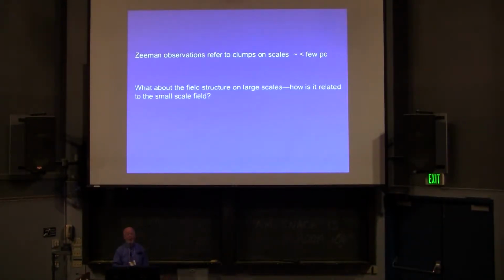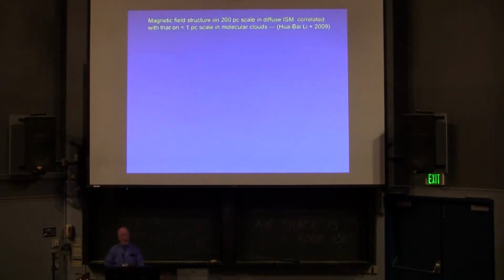So the Zeeman observations I've just described referred to clumps on a scale less than a few parsecs. What about the structure of the field on much larger scales? Here I want to refer to some work by Huabai Li and his collaborators, and they did an amazing thing. They looked at the structure of the field on 200 parsec scales compared with that on the less than 1 parsec scale in molecular clouds. You might think this really has nothing to do with each other. I'm now looking outside the molecular clouds.